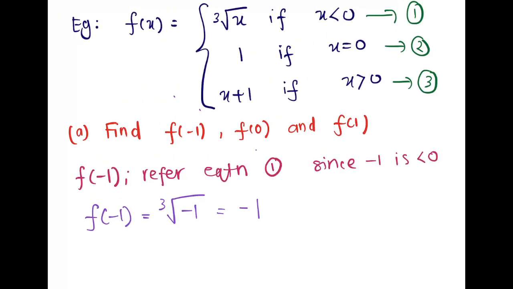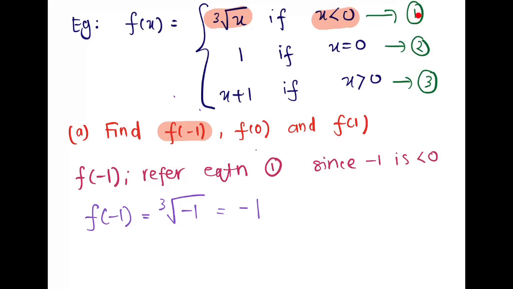Now let's see the second example for piecewise defined functions. Now you have 3 equations. Let's define this as graph number 1, graph number 2, graph number 3. The question says find f(-1), f(0), and also f(1). Let's go one by one, starting with f(-1). Minus 1 is taken from this domain here.